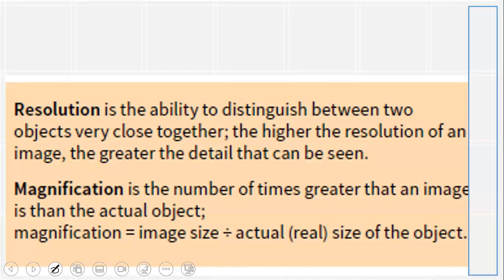And the formula for magnification is the same that you've done in IGCSE. That is not going to be different, which is magnification is equal to image size divided by actual size of the object, right? That is what magnification is.